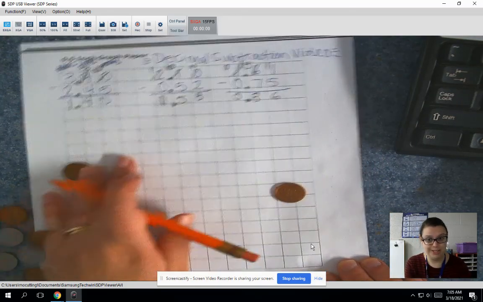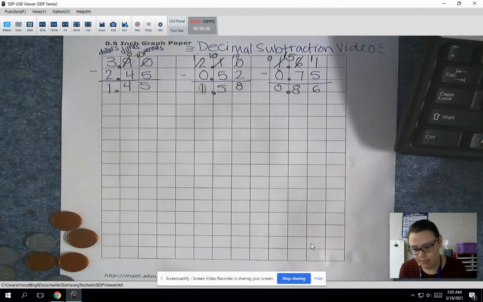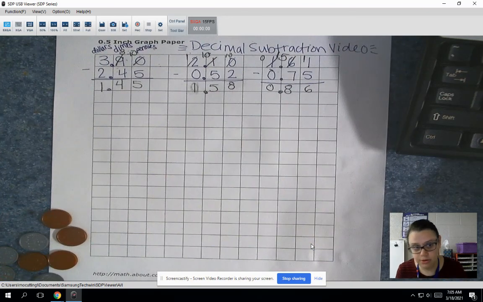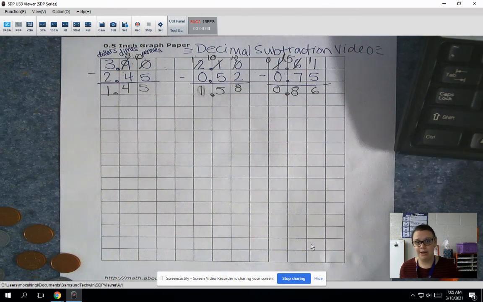Put all my coins aside for a moment. And we're going to do just a couple more together. If you are listening at this point, please draw a star next to the 0.86.